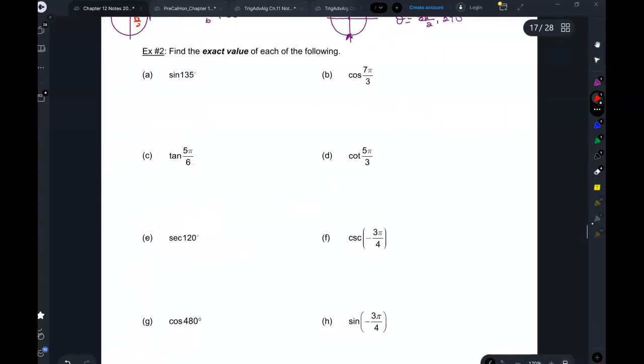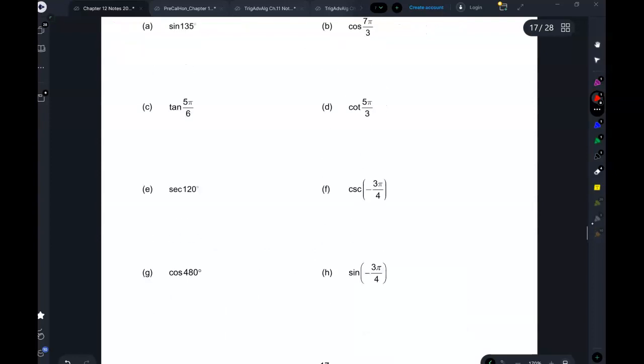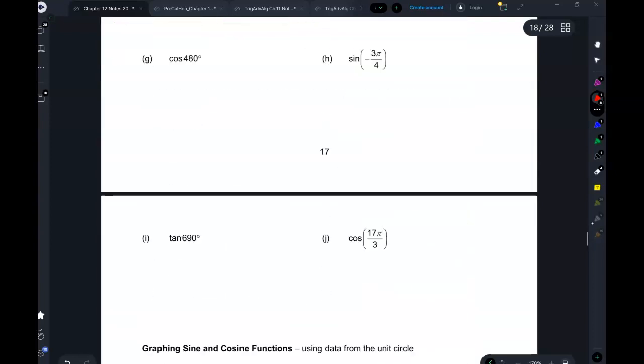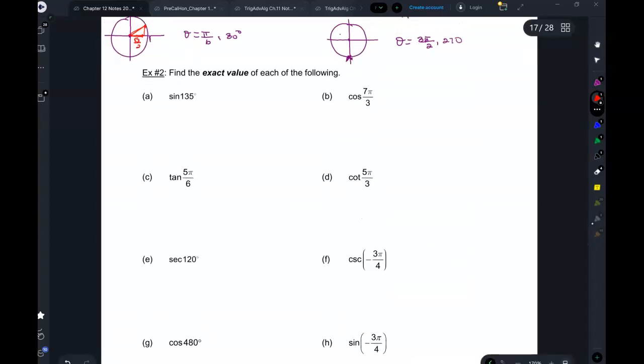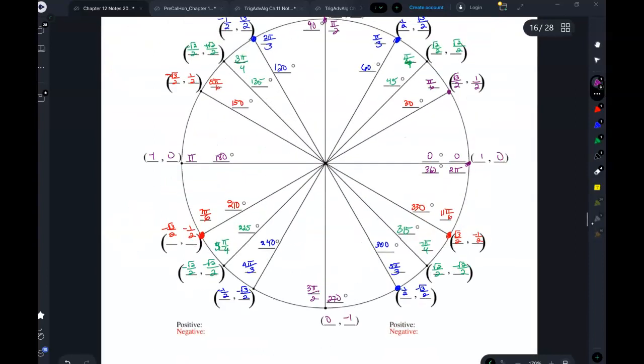All right. So here, let's find the exact value. Sine of 135. Okay? So if you refer to your unit circle, right? Sine of 135 here. Now, on a quiz or a test, you're not going to have a unit circle, okay? So use this as a crutch in moderation. But you can visualize where 135 is. 135 is here. How do you get to that point?